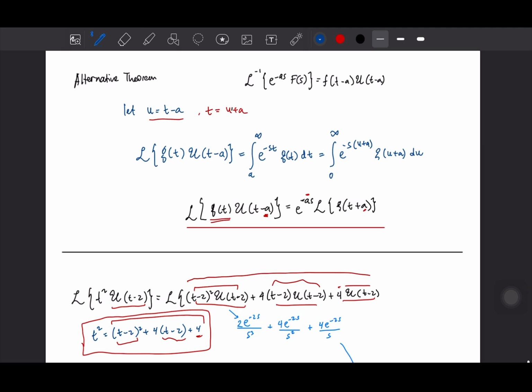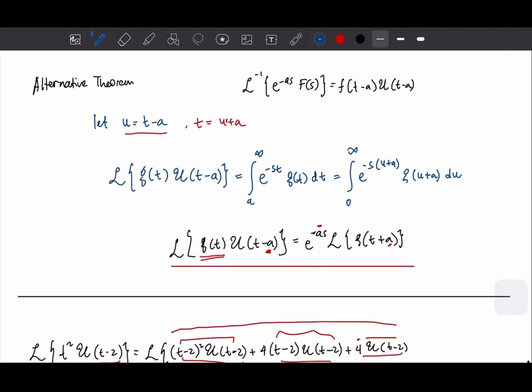Okay, and then what else do we have here? Another alternative theorem. Sometimes this part here may be too complex or too complicated. So we could rewrite it, and to differentiate, we call this G now, and have the sine t minus a. Then this becomes the Laplace of G of t plus a.